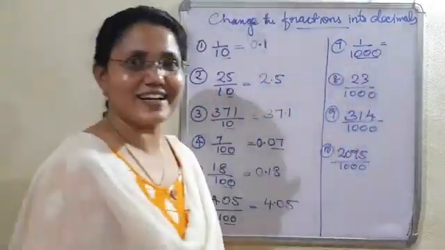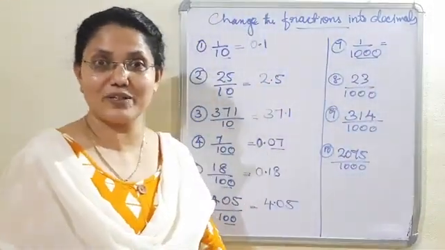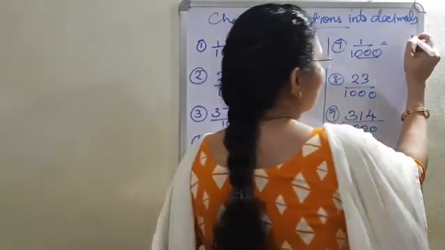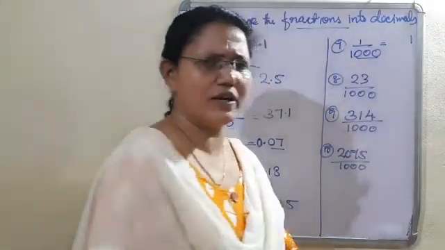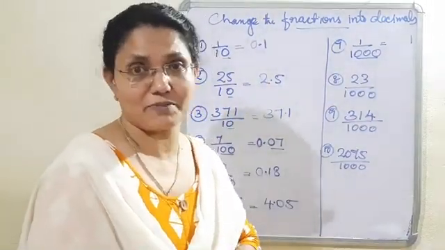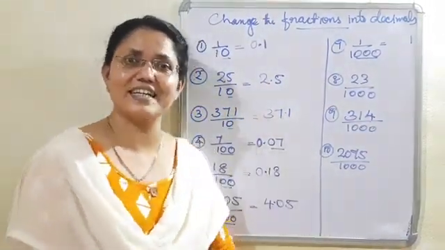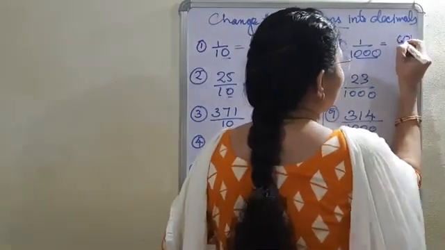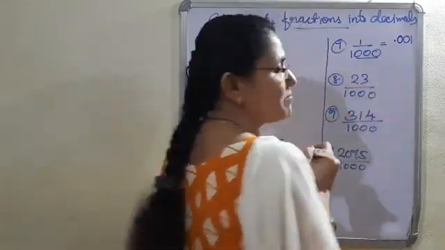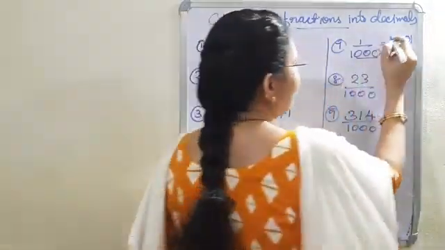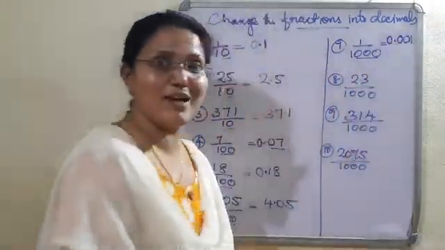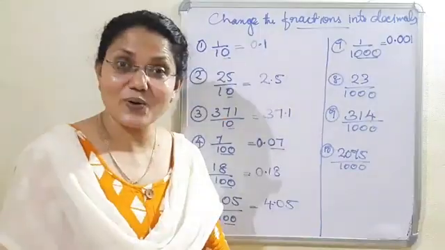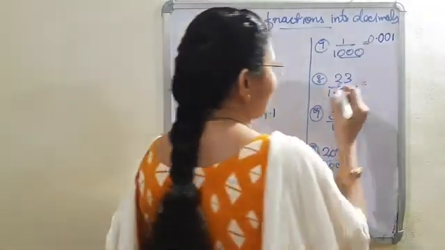Okay. Next one, 1 by 1000. 3 zeros are there. So how many decimal places should be there in the decimal number? 3 should be there. I am writing the numerator 1. Here there is only one digit. We need 3 decimal places. How can we make these 3 decimal places? Yes, write 2 zeros on the left side of this. Then put the decimal point. Whole number part, write 0. Therefore, the decimal form of 1 by 1000 is 0.001.